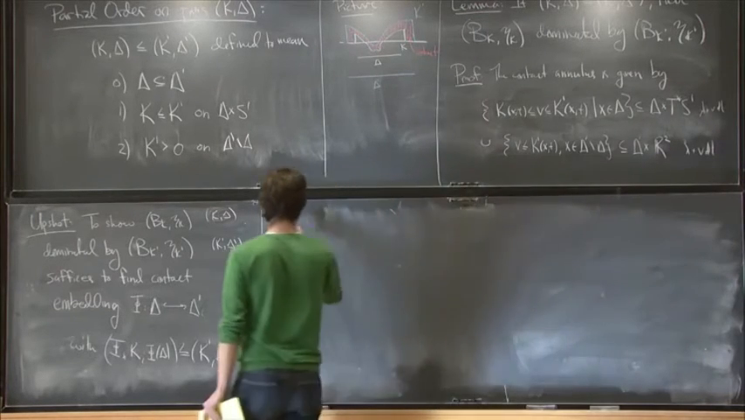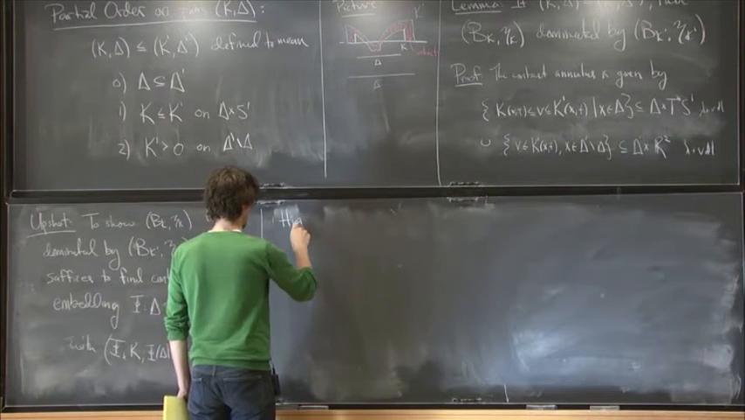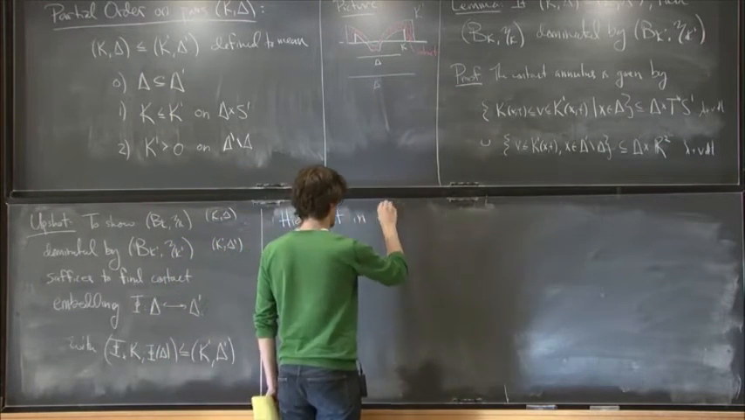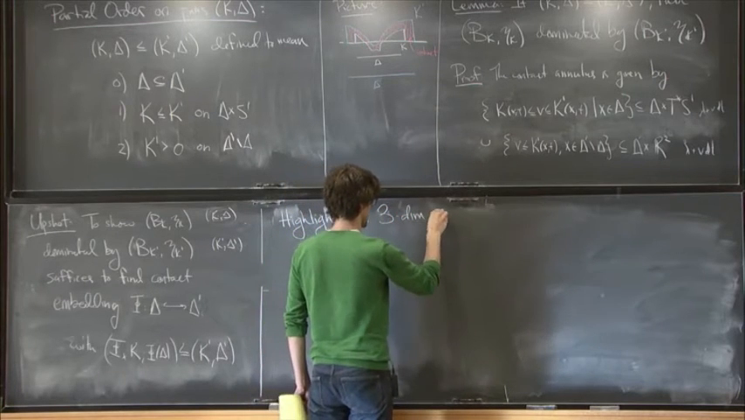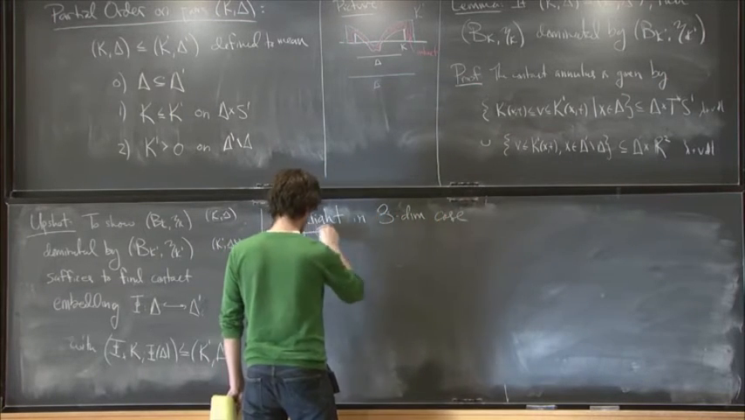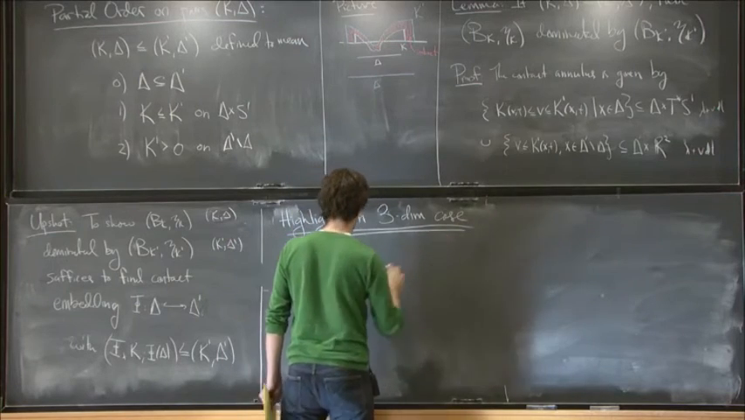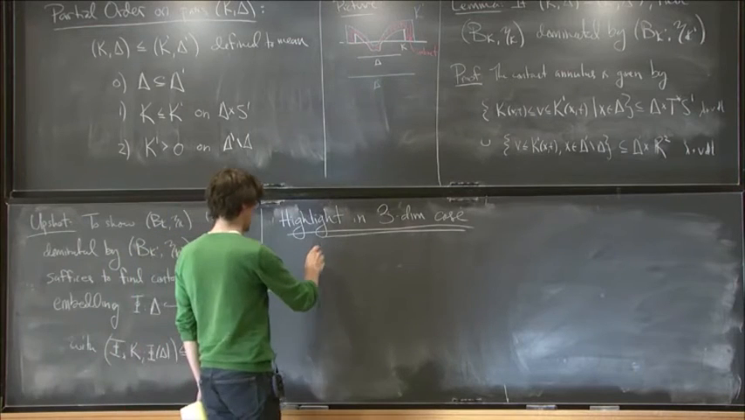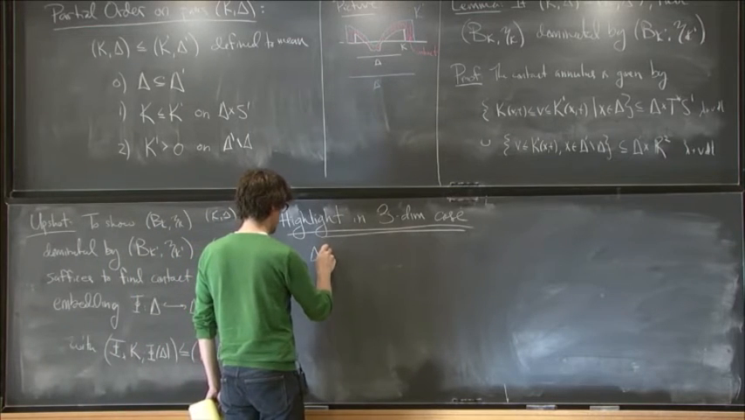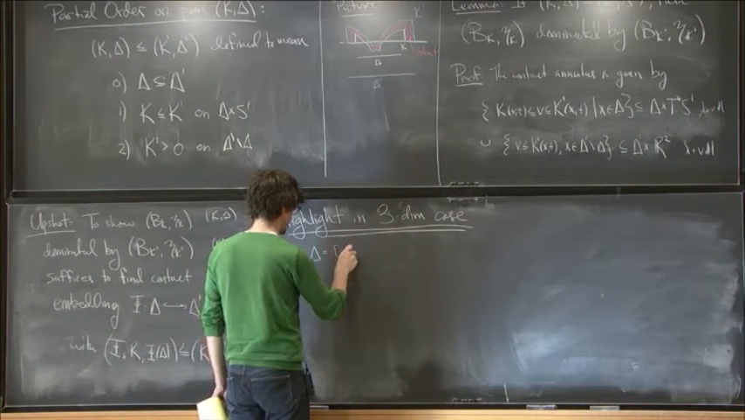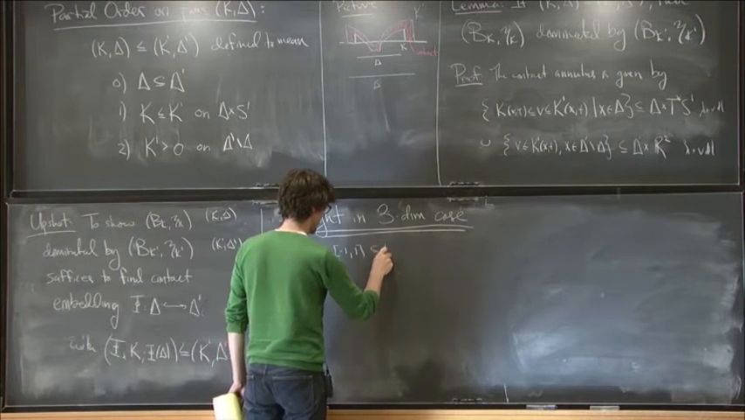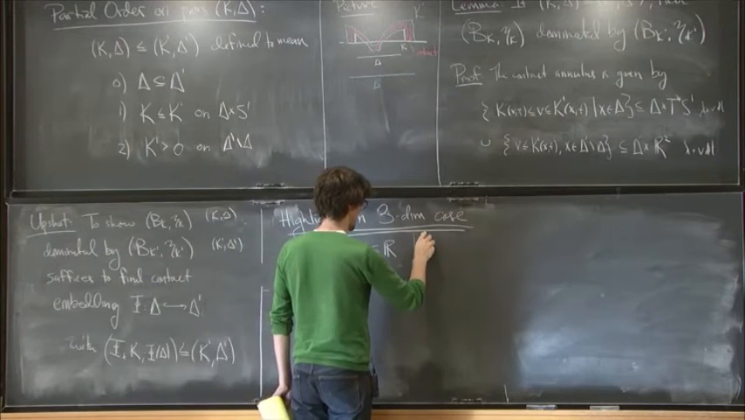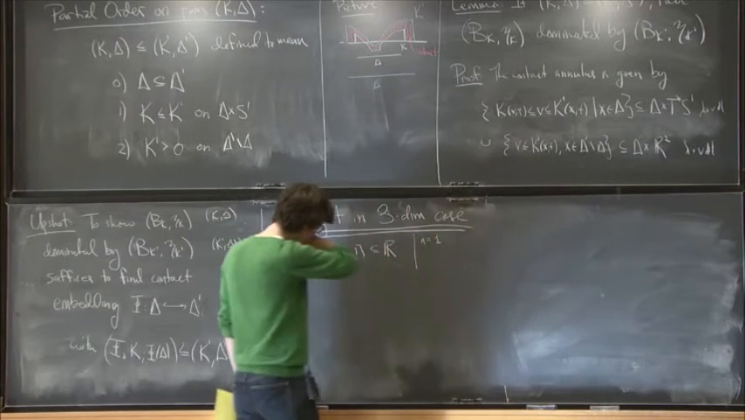So let me highlight the three-dimensional case. By the three-dimensional case, I mean where B_K is going to be three-dimensional, so the domain is just going to be the interval as a subset of R. So it's where n equals 1.